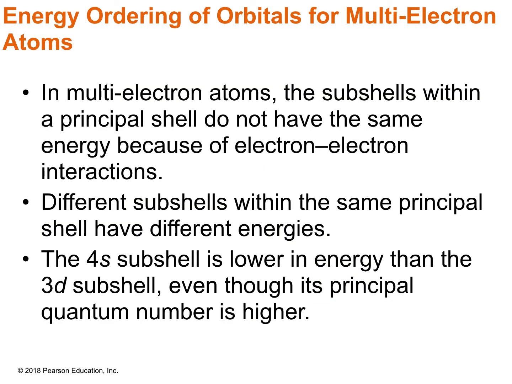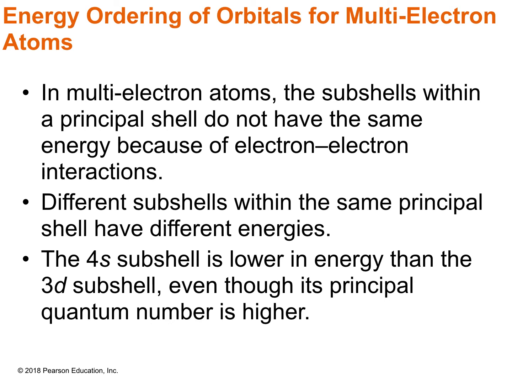So I'm going back to the ordering of the orbitals because of their energy. All right. So in multi-electron atoms, basically everything besides hydrogen, the subshells within a principal shell do not have the same energy because of electron-electron interactions. And I've already stated this to you earlier. The 4s orbital is lower in energy than the 3d.